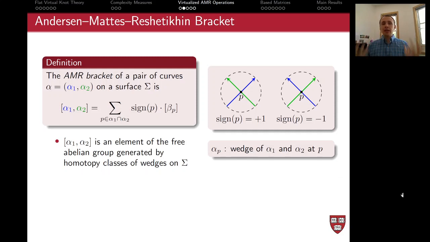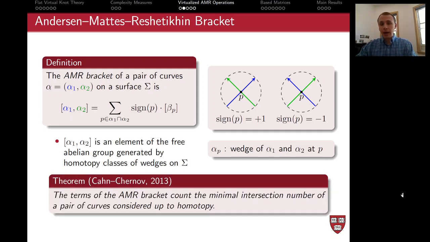And the AMR bracket is really taking the sum over the different intersection points, take the homotopy classes of wedges at the specified point, and weigh it by the sign of the intersection point. So now we have an element of a free abelian group, and it is possible that on your surface, a pair of wedges are going to be homotopic, at which point you might see collapsing in this operation. But when you do, you're getting something that's reduced. So if you look at the reduced representative, then you're going to have different positive, zero, negative values out front. And if you take those in absolute value and add them all together, you get the terms of your bracket. And Kahn and Chernov proved that the terms of this bracket counts the minimal intersection number of a pair of curves. Now, you have to be a little careful if you have a pair of curves that are actually homotopic to each other.